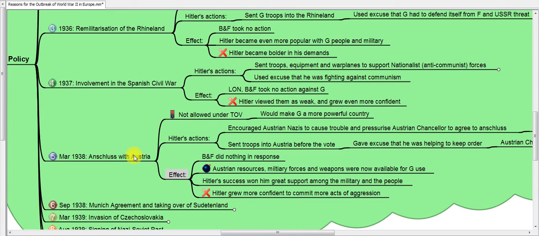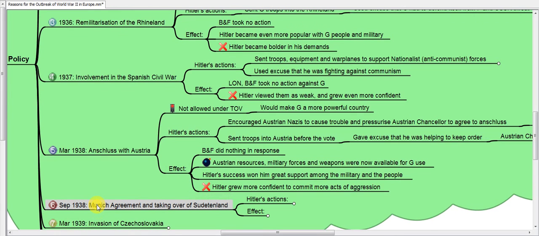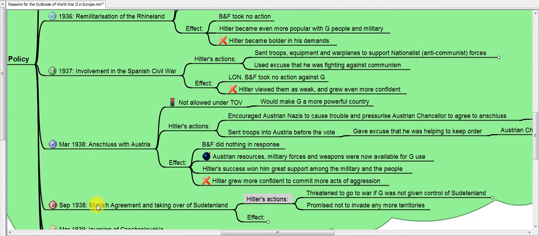So he's becoming even more bold, even more aggressive. The next step, he took even more land through something called the Munich Agreement, which is the main event of appeasement, which we learned about earlier. What actions did Hitler take?